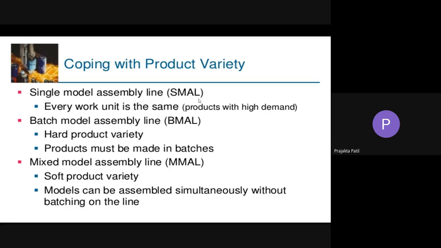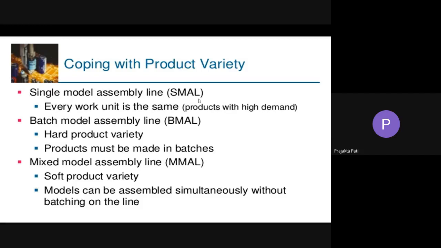Soft means there has to be very little difference in the products. And when we say the product variety is hard, that means the products are way different from each other. So basically there are three types of assembly lines that can be distinguished here: single model, batch model, and mixed model. The single model, batch model, and mixed model are nothing different from our understanding of job shop production, batch production, and mass production. It is something similar to that itself.